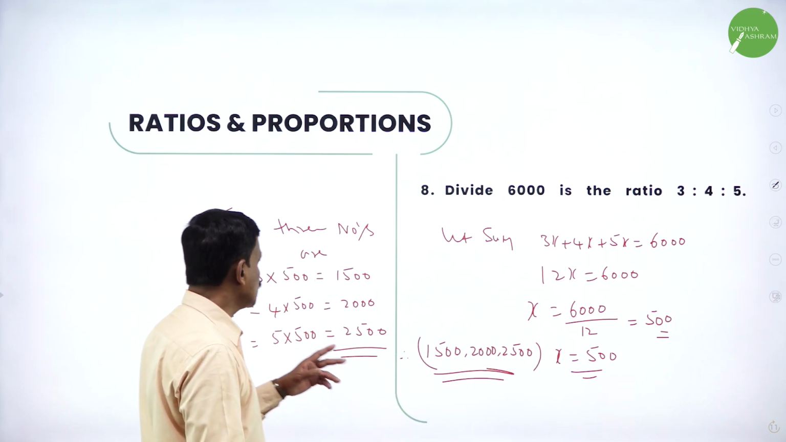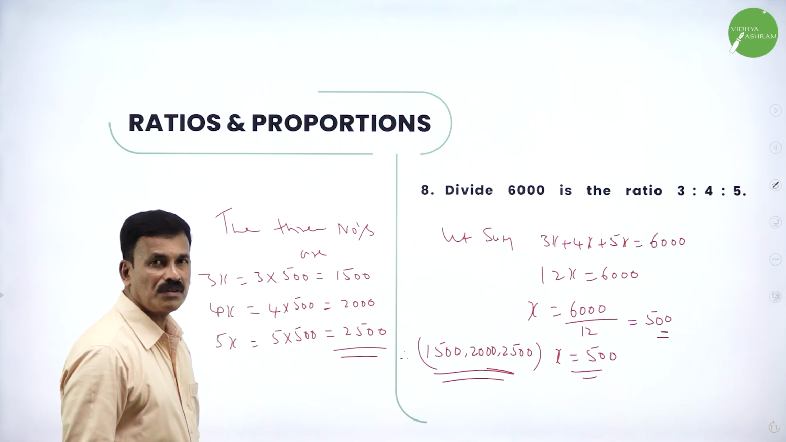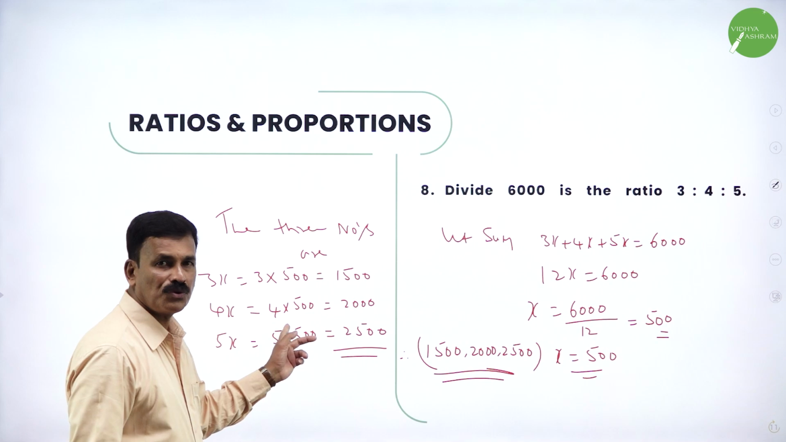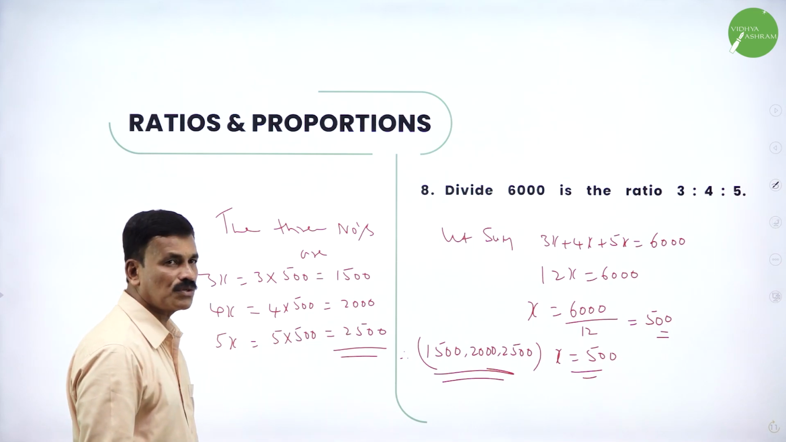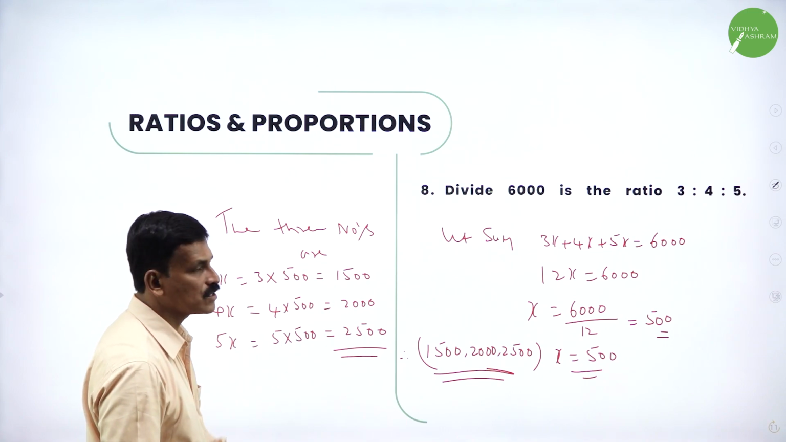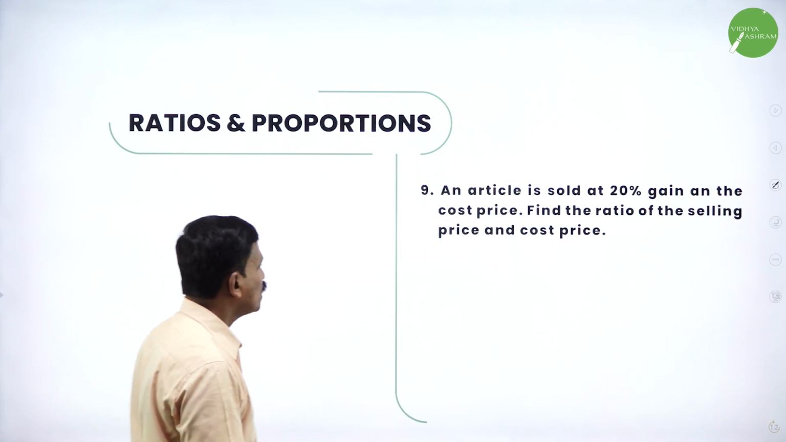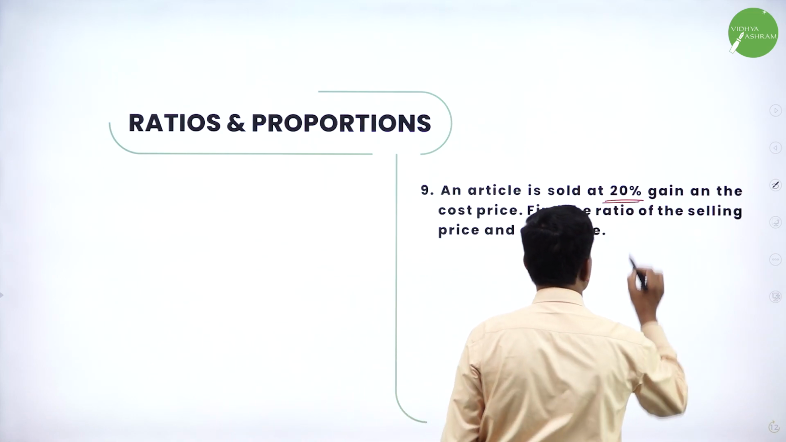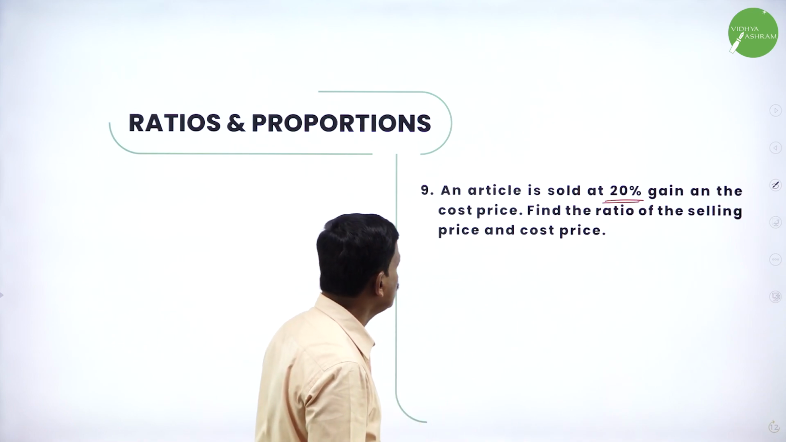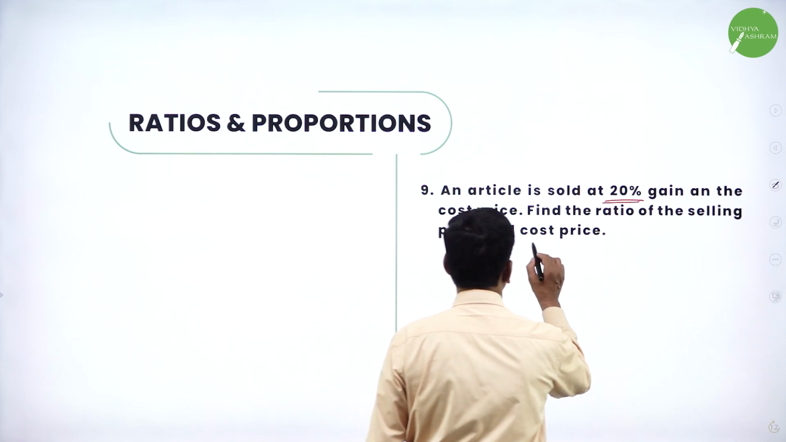So, therefore, the three amounts are: 3x means 3 into 500 is 1500. 4 into 500 is 2000. 5x, 5 into 500 is 2500. If you add, you will get 6000 itself. Now, move on to the next problem. An article is sold at 20% gain. What is the gain percentage? 20% gain. And on the cost price, find the ratio of the selling price and the cost price.